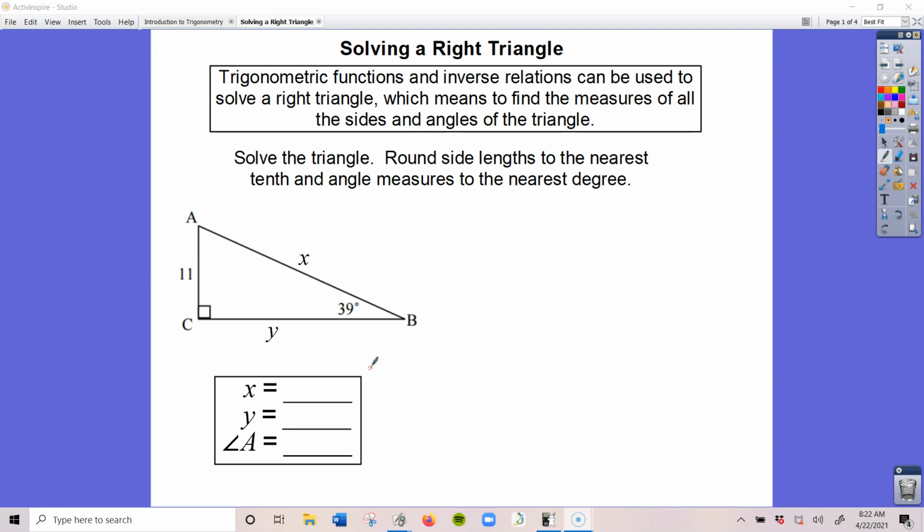The way that you solve a right triangle, there is no particular right way. There are many ways in which to solve. It all depends on how you see it first. I'm going to start off with solving for x.